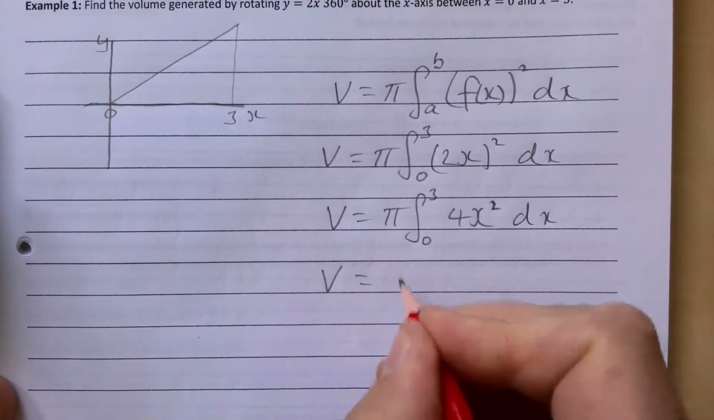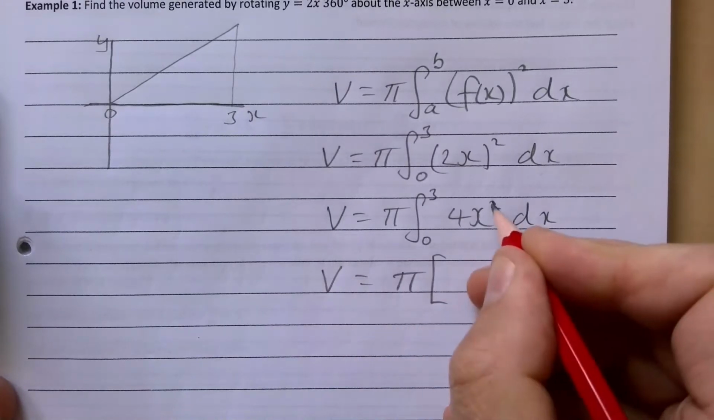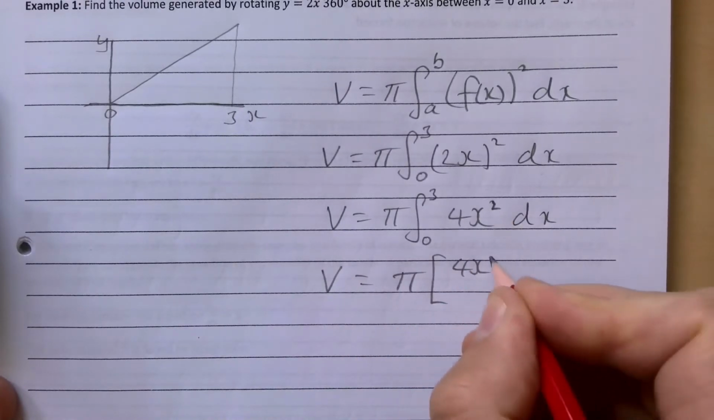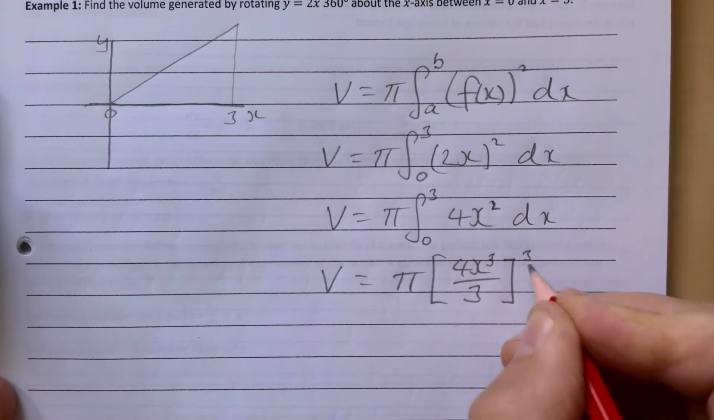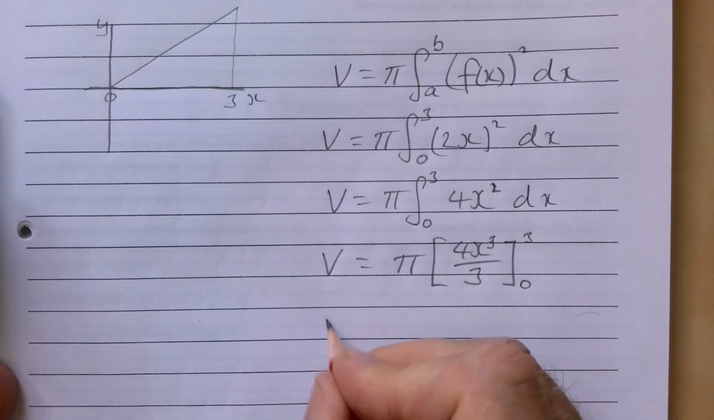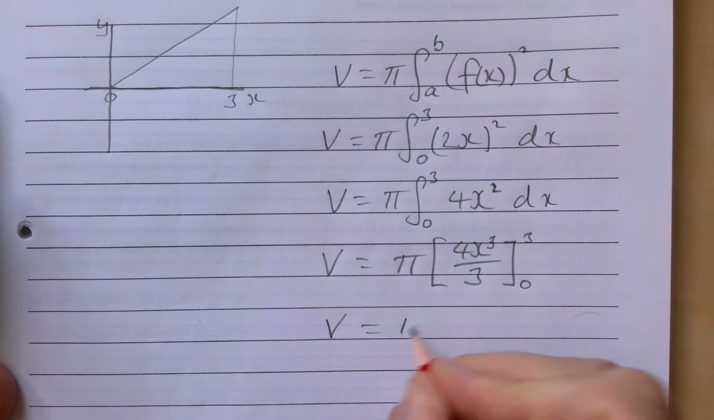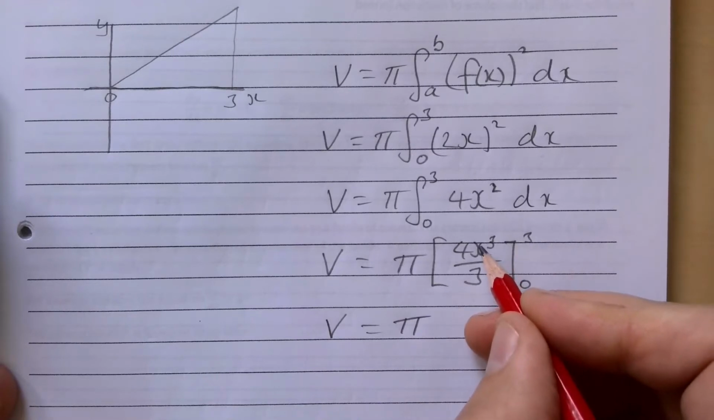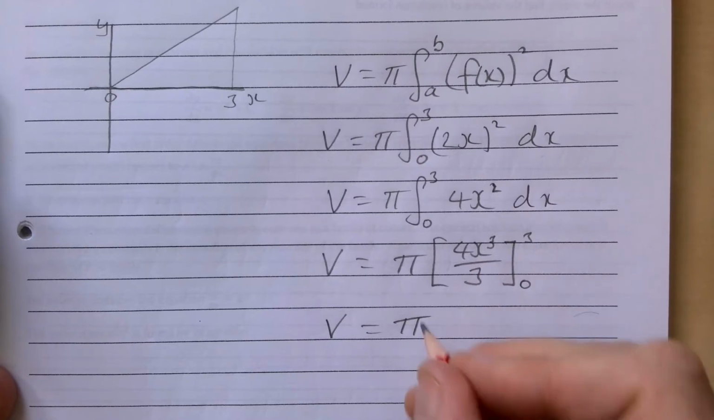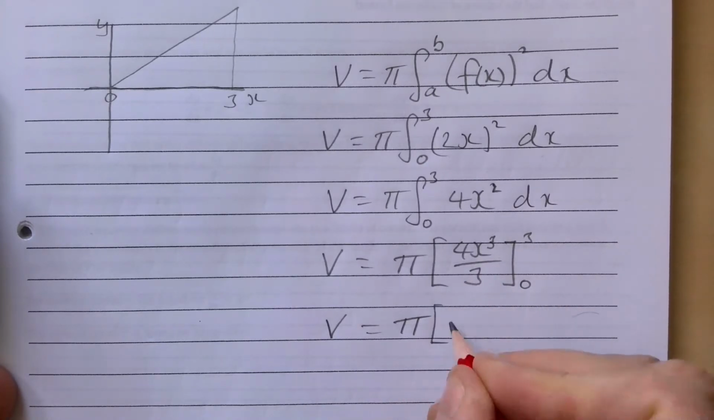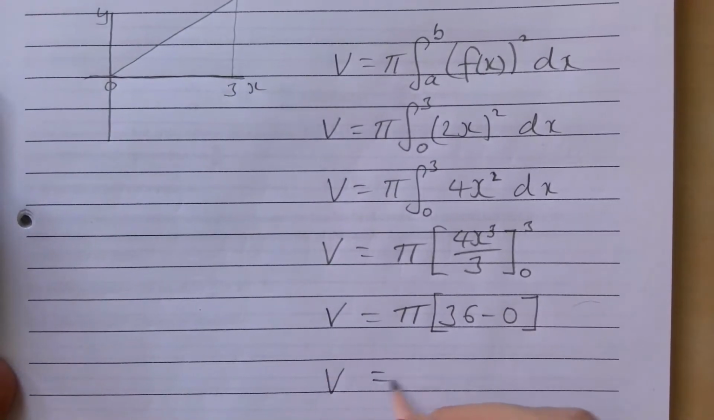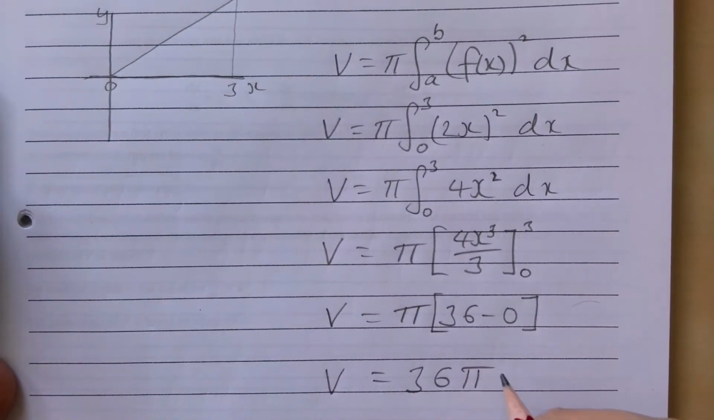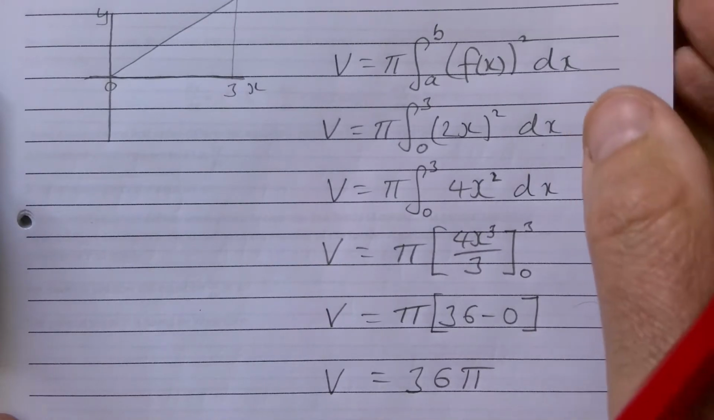So our volume is pi times, add 1 to the power, divide by the new power, so 4x cubed over 3, between 3 and 0. 3 cubed is 27, times 4 gives me 108, divided by 3 gives me 36. The other one's going to go to 0 obviously, so 36 take away 0. Our volume in this case is 36 pi, and I'm happy to leave it like that.